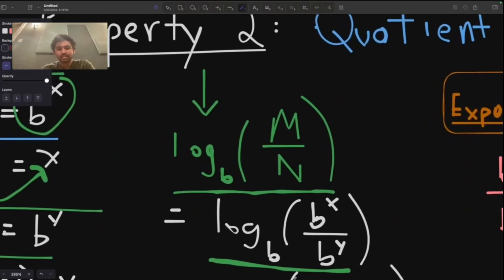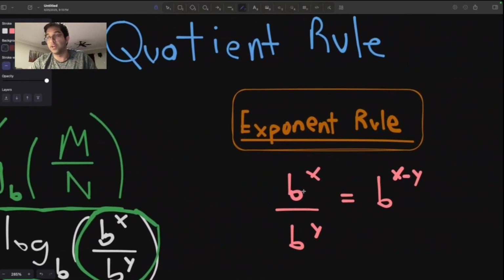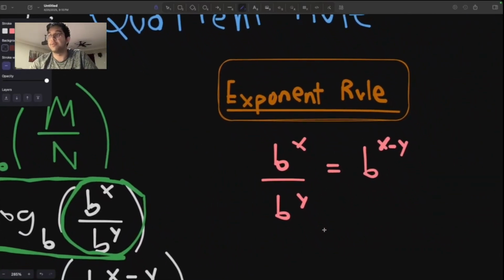Well, we can just set it to b to the power of x times b to the power of minus y, which is equal to b to the power of x minus y, right? Yes, that is correct. This expression right here is another exponent rule. We have that detailed right here. If you have b to the power of x over b to the power of y, that equals b to the power of x minus y.